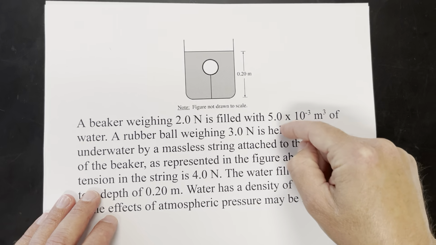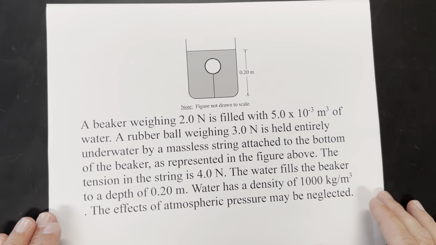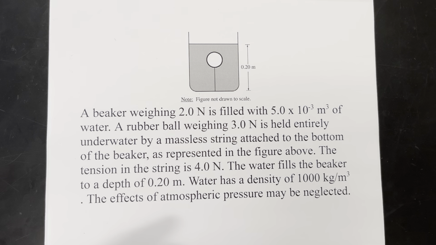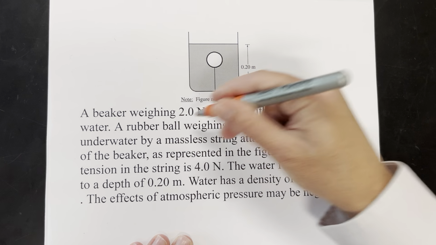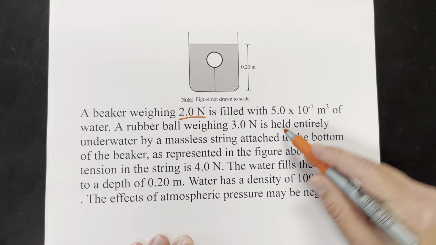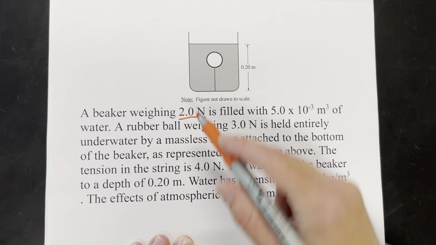Hey everybody, let's look at this one from 2011 here, a little buoyancy problem. It says that we've got a beaker weighing 2 newtons, filled with 5 times 10 to the negative third cubic meters of water.